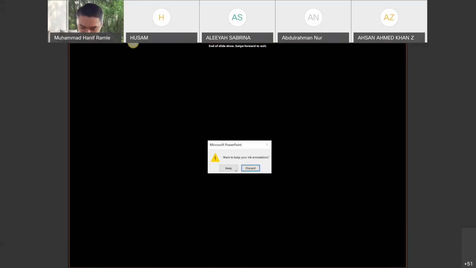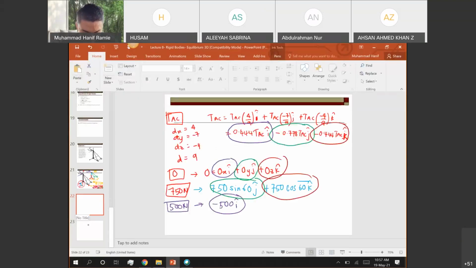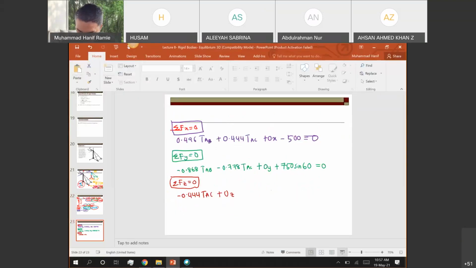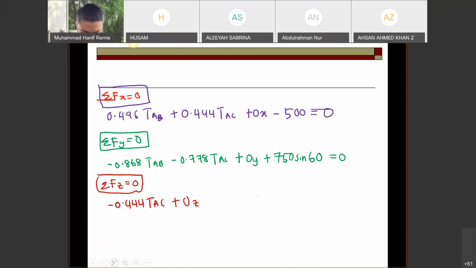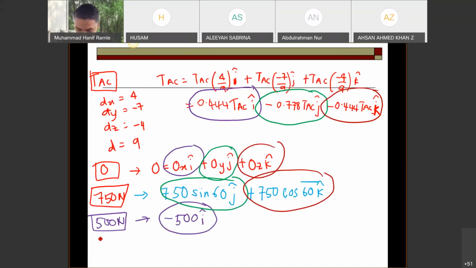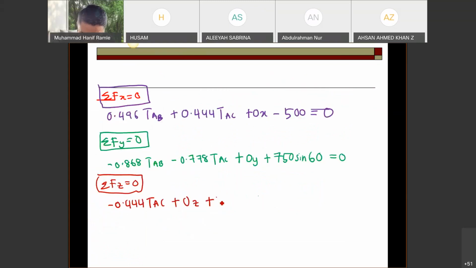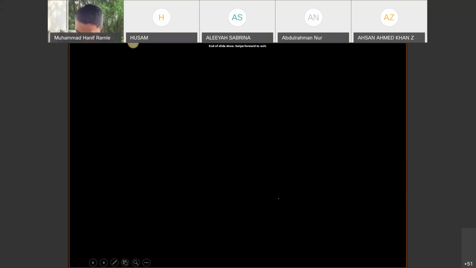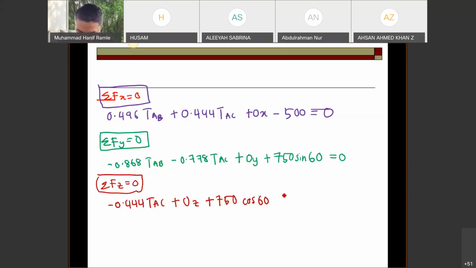Alamak. How much then? 750 cos 60. Okay, equal to 0. So from here you already have 3 equations.